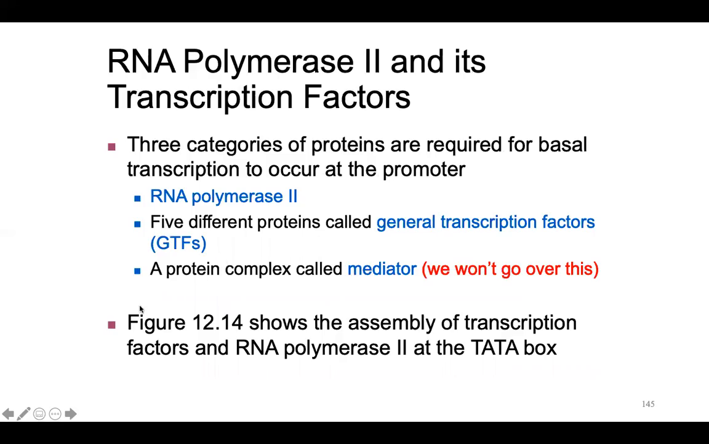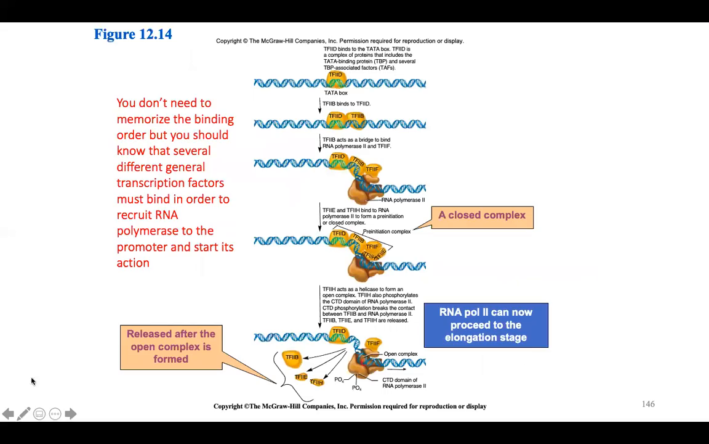RNA polymerase II and its transcription factors. There are three categories of proteins that are required for basal transcription to occur at the promoter. Okay, so we have three categories of proteins required for transcription in eukaryotes. You have the RNA polymerase II. You have 5 different proteins called general transcription factors, or GTFs, and a protein complex called the mediator. We won't go over this. So figure 12.14 shows the assembly of the transcription factors and RNA polymerase II at the TATA box.